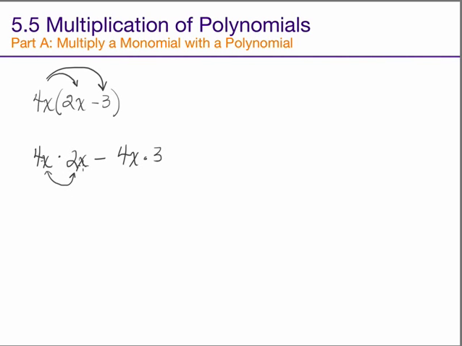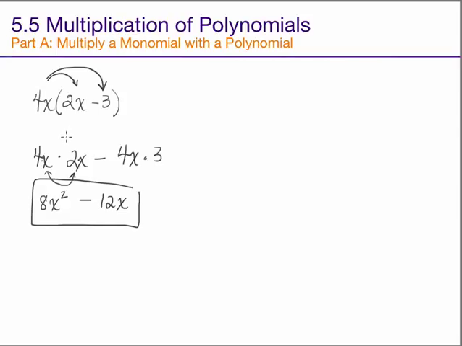These are all multiplication, so I can just go straight in and think 4 times x times 2 times x is the same as 4 times 2 times x times x. So this is going to give me 8x squared minus 4 times 3 is 12 times x. This is my answer for this multiplication problem.